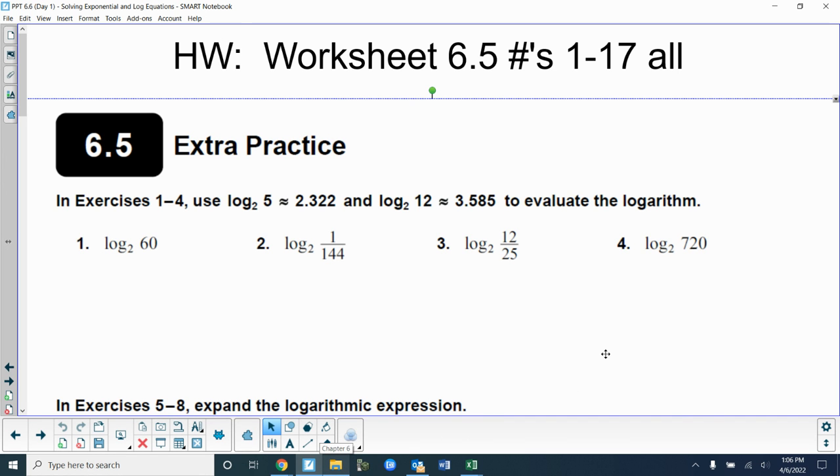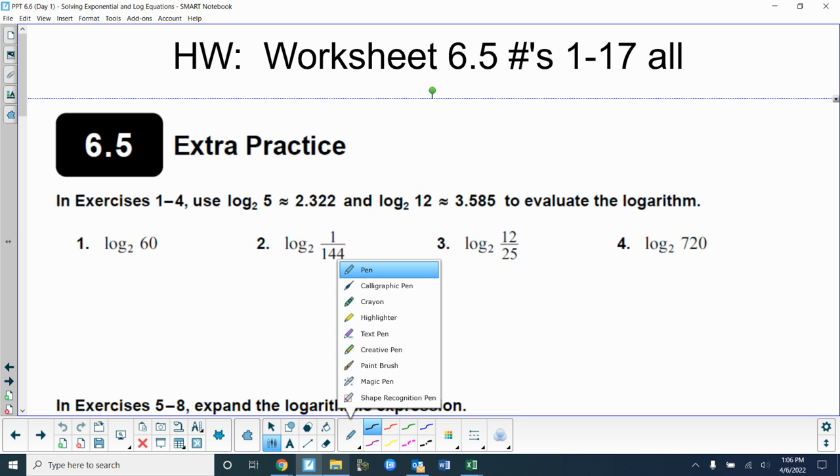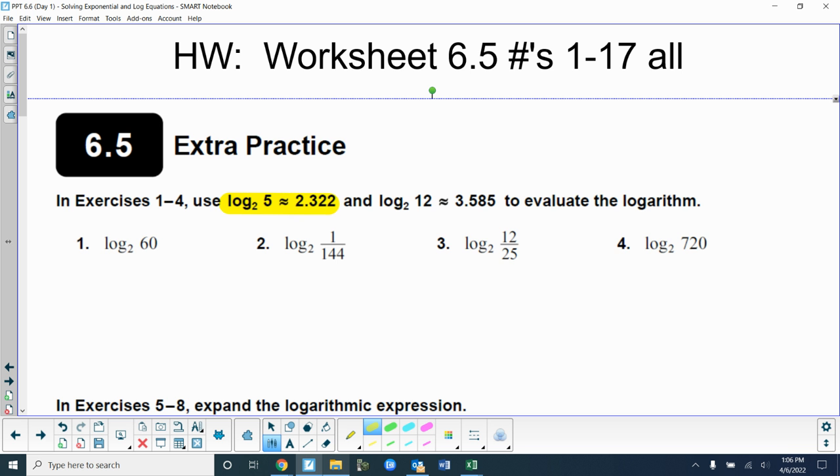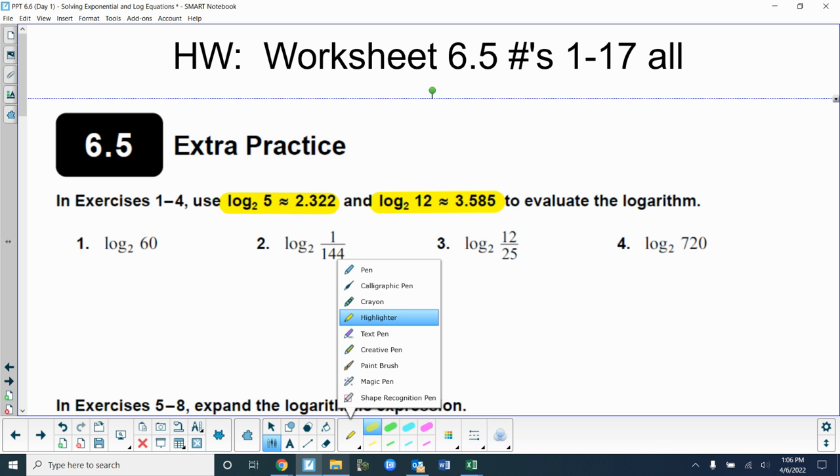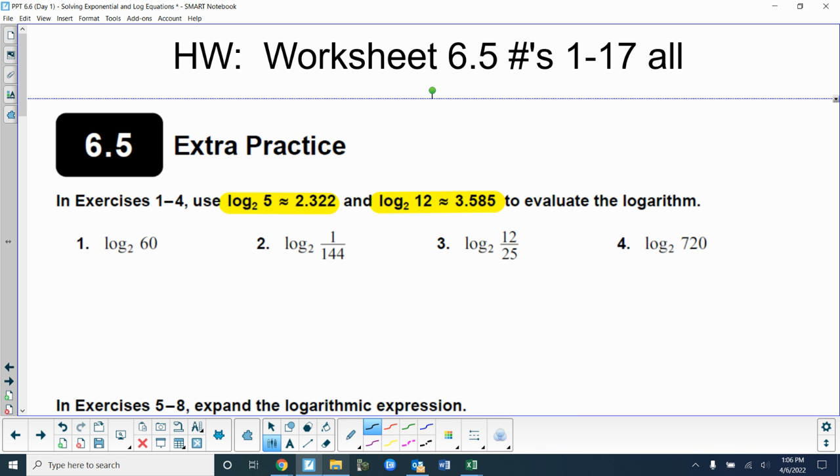Okay, let's focus here and go over these. Now, those first four, you're supposed to expand them so you can figure out the answer using these two numbers. Okay? But what have we learned that we don't have to do that anymore? What have we learned? How to use a calculator. How to use a calculator for those now, right?